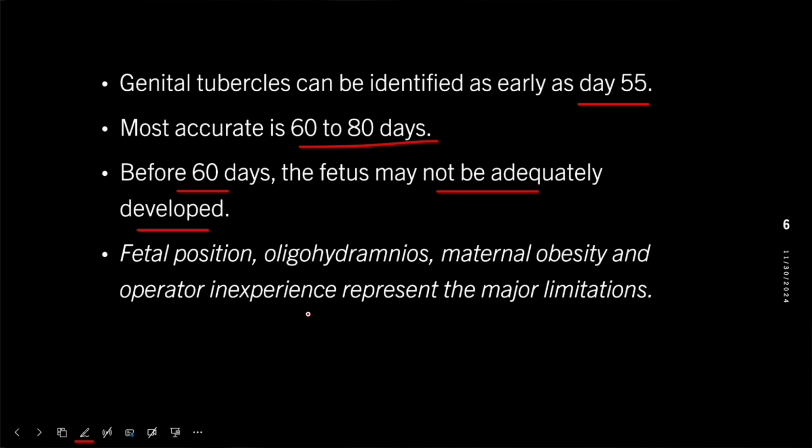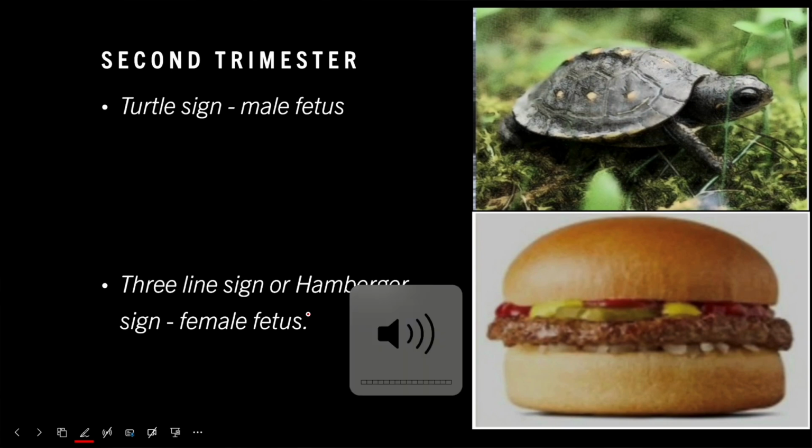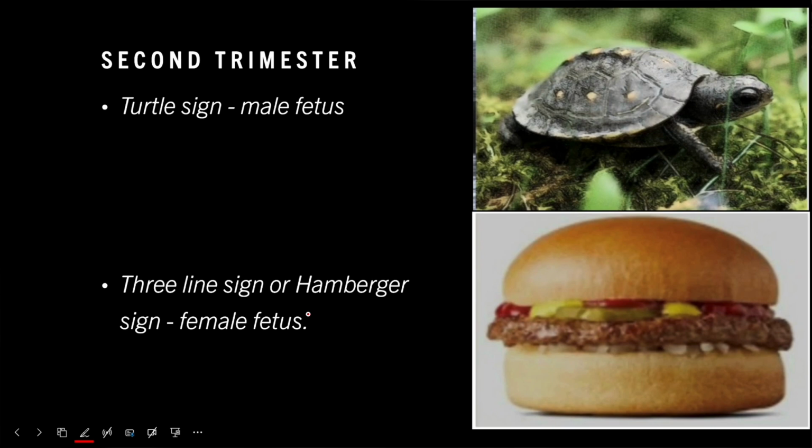In second and third trimester, male and female fetus is identified by direct visualization of the external genitalia. They are penis and scrotum in male and labia majora, labia minora and clitoris in female. Radiologically, visualization of the turtle sign indicates male fetus, while visualization of the three-line sign or hamburger sign indicates female fetus. In next few slides, we will learn about these signs in detail.